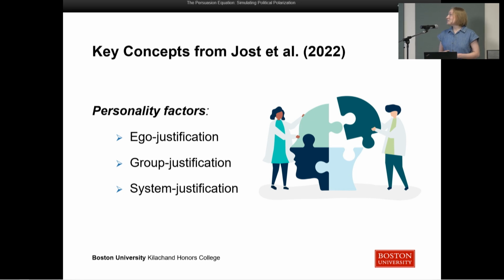The most important personality factors that they identify in the paper are ego justification, which is your drive to have a consistent internal belief system, group justification, which is your tendency to conform to in-group expectations, and system justification, which is your tendency to conform to support or oppose the status quo.